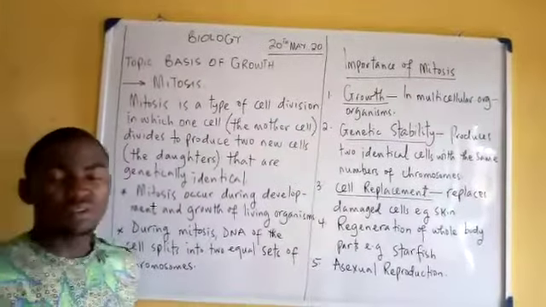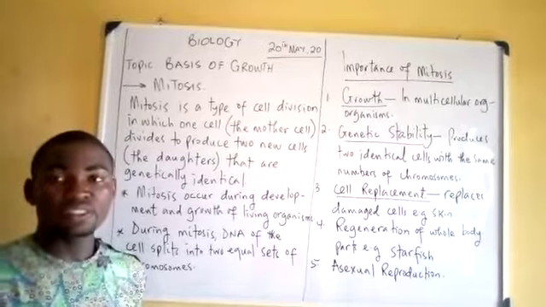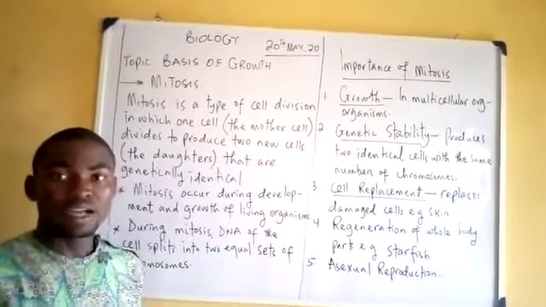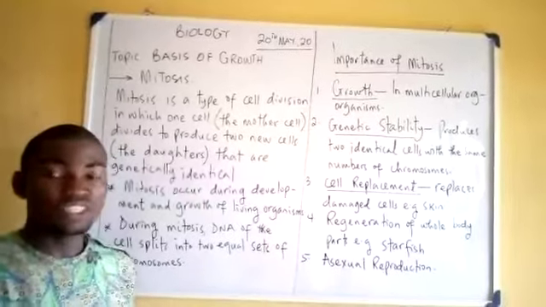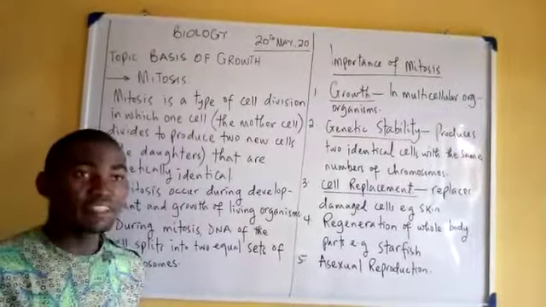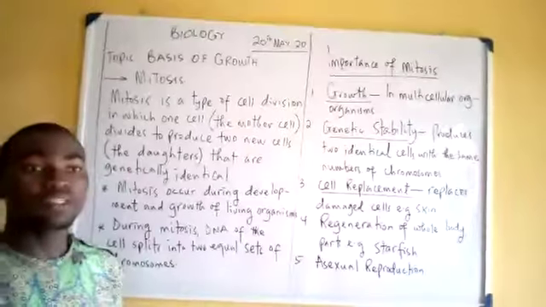We have basis of growth. Growth has three bases. We have mitosis or cell division. We have cell enlargement. We have cell differentiation or cell specialization. Then today we are going to be considering the first basis of growth, also known as mitosis or mitotic cell division.